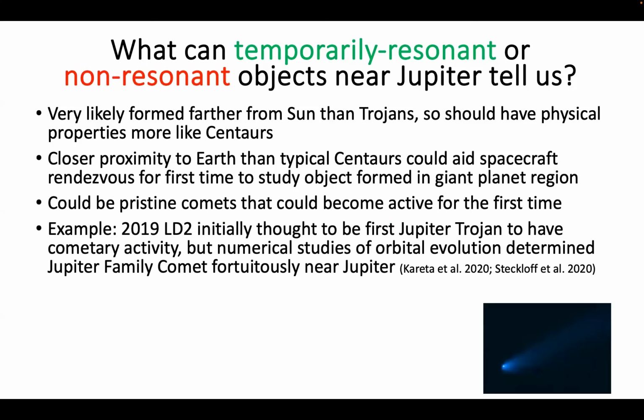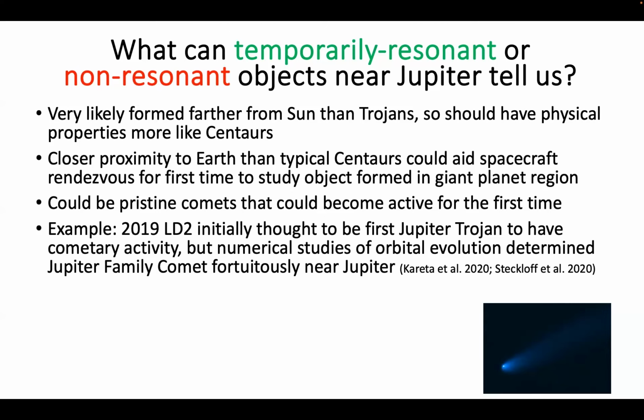An example of this is 2019 LD2 that was discovered a few years ago. It was thought that it might actually be the first Jupiter Trojan to have cometary activity. It's sitting on an orbit near Jupiter, so it was thought it was a Trojan. But when there were studies done of its orbital evolution, we actually realized it's not a Trojan. It's a Jupiter family comet that just happens to have an orbit like that of Jupiter right now as it's continuing to evolve through the solar system.